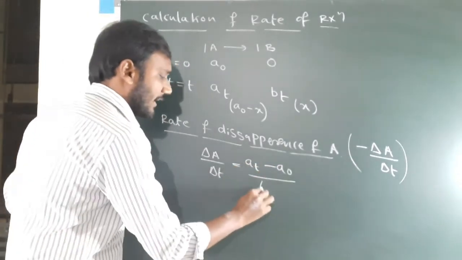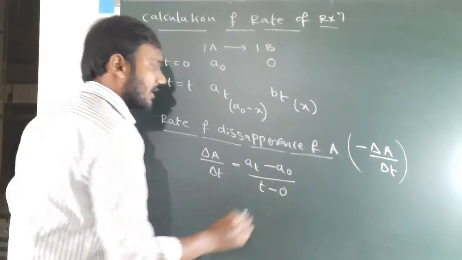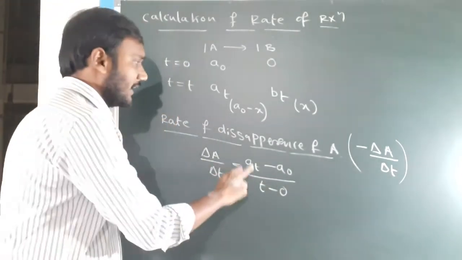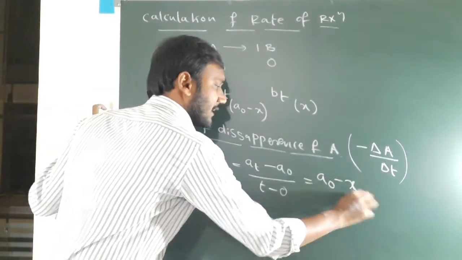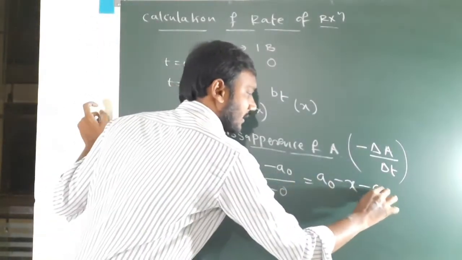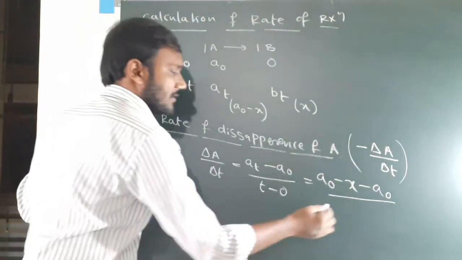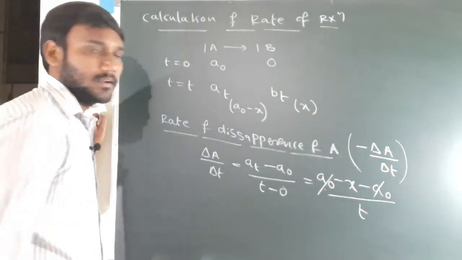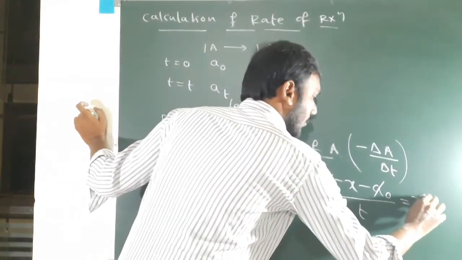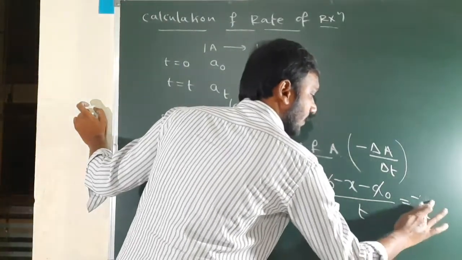The time at the final time is what? T minus the initial time is what? 0. Now A_t, nothing but what can we write? A naught minus x. So A naught minus x, again minus what is there? A naught by T minus 0, nothing but T. So this is plus A naught, this is minus A naught, both will be cancelled. So finally what we will get here? Minus x by t.